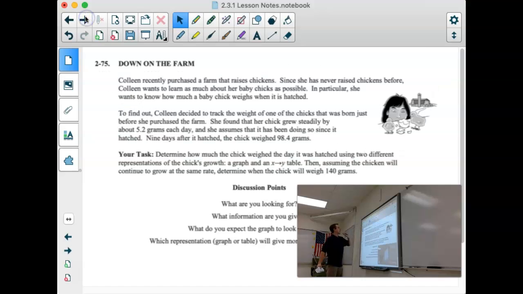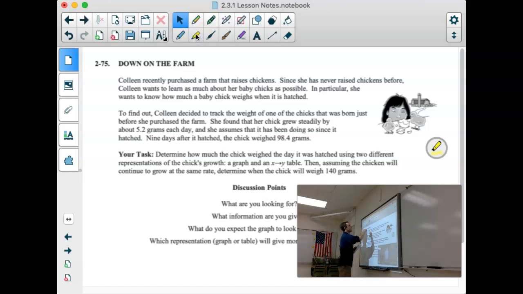So let's jump in looking at 2-75. Colleen recently purchased a farm that raises chickens. Since she has never raised chickens before, Colleen wants to learn as much as possible about her baby chicks. In particular, she wants to know how much those chicks weigh when hatched. To find out, Colleen decided to track the weight of one of those chicks that was just born before she purchased the farm. She found out that her chick grew steadily by 5.2 grams every day.